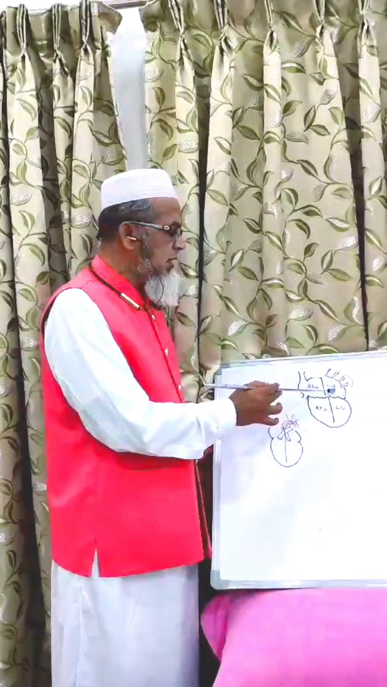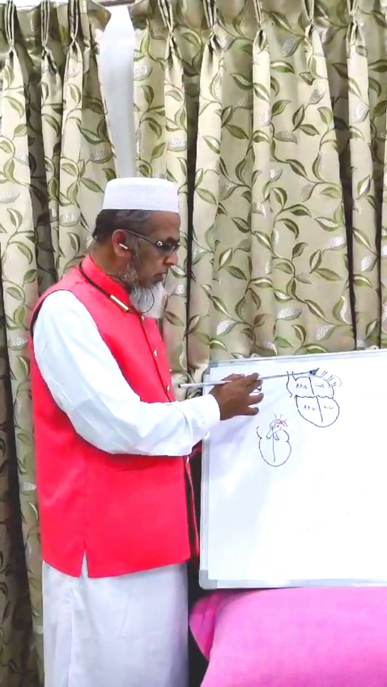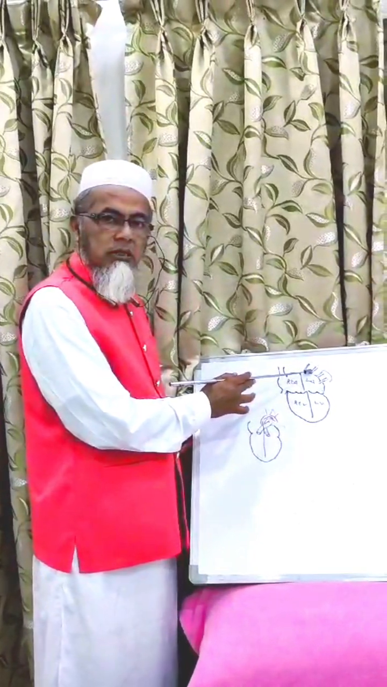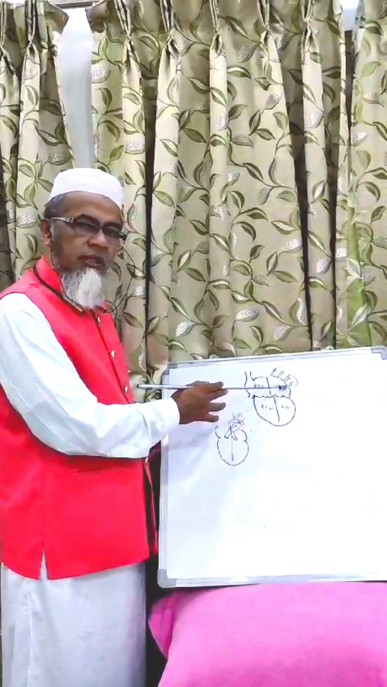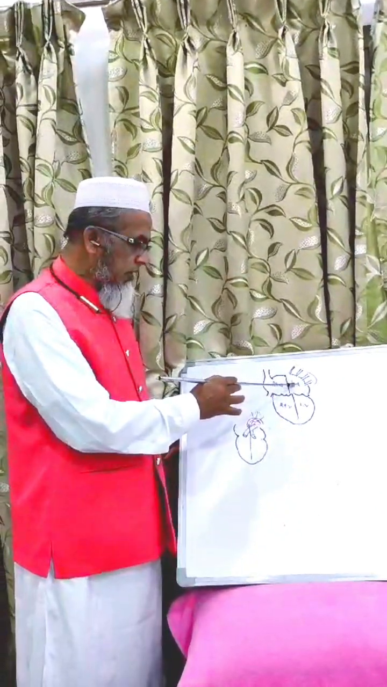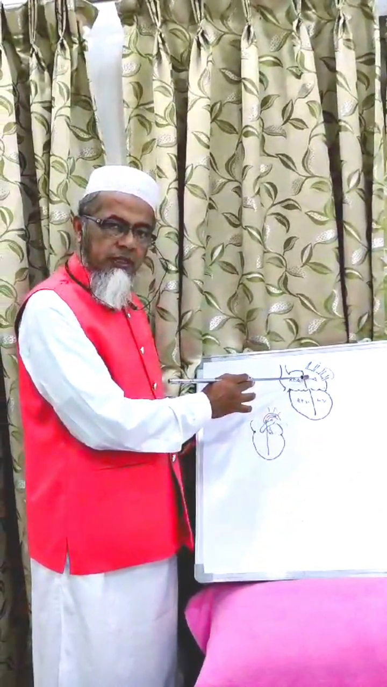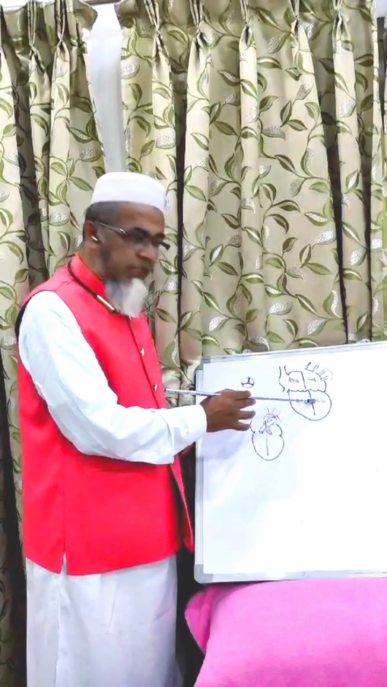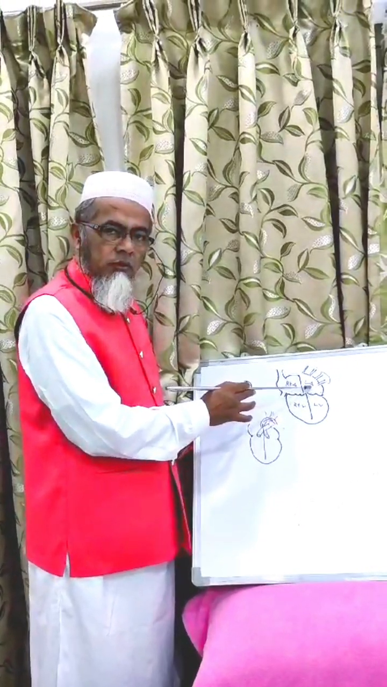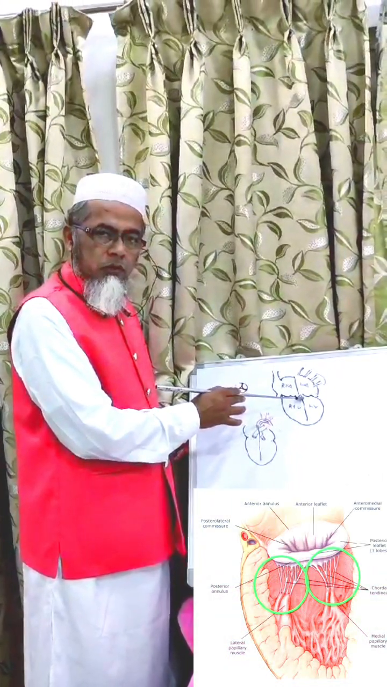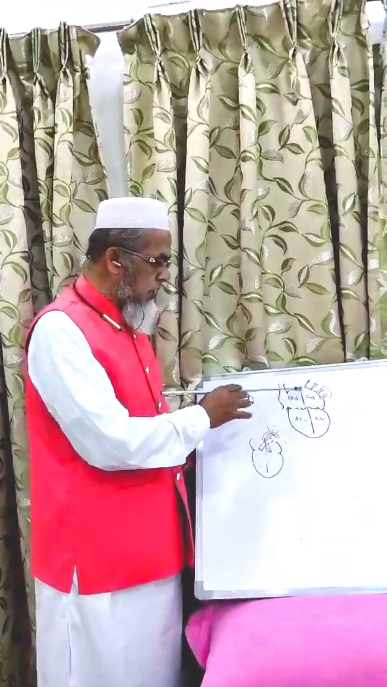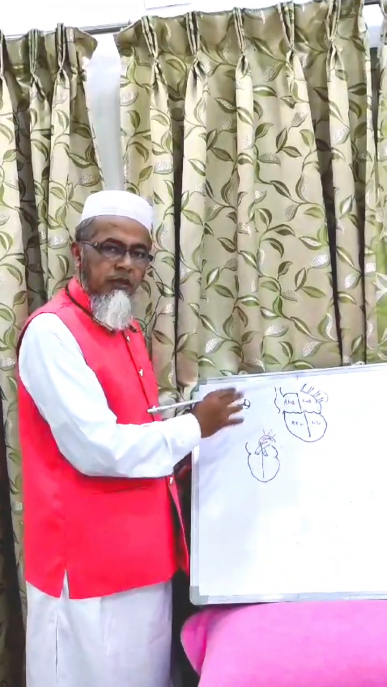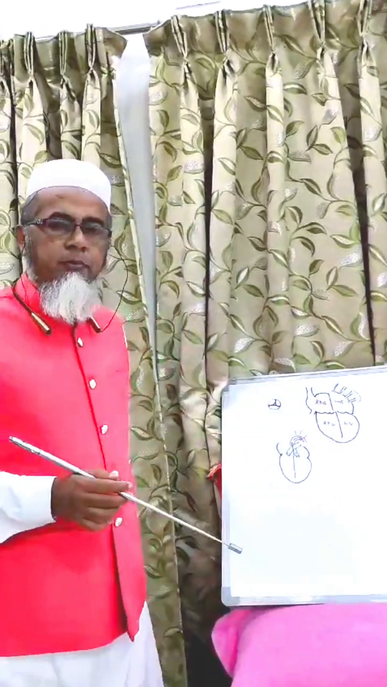The left atrium receives blood from each lung, 2 veins from the right lung and 2 veins from the left lung. From the left atrium, blood goes to the left ventricle through the mitral valve. This is the pulmonary circulation, and this is the systemic circulation. Here, 2 are very, very important.